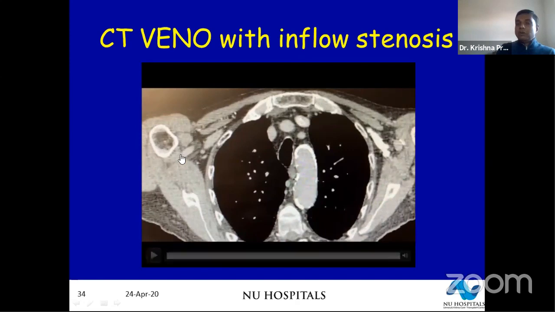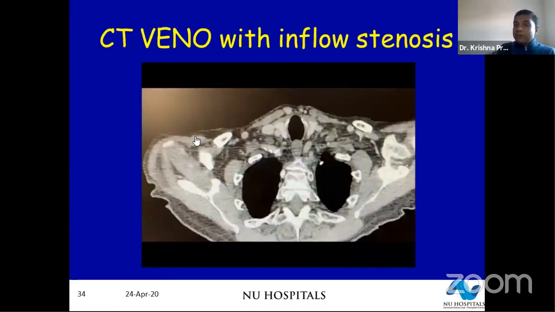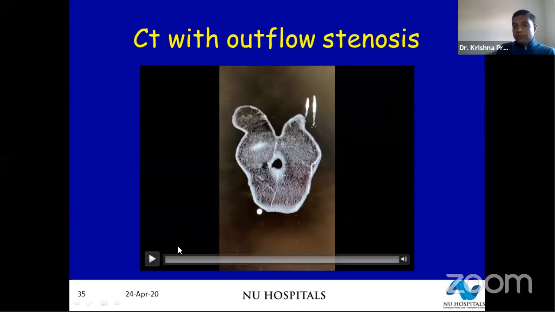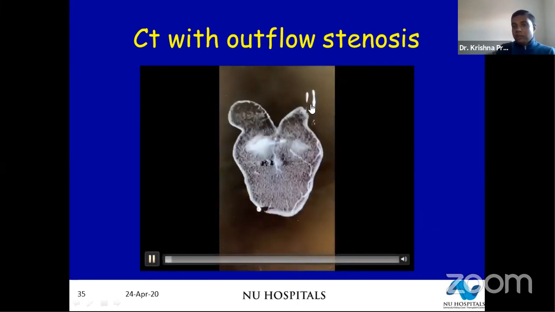So he went and got a right brachioaxillary graft and was able to use it 3 days post creation of the graft. Remember, we picked up an inflow stenosis while we were looking for an outflow stenosis. So this is an incidental finding. You could find a lot of things like this which may alter your planning in a fistula. Outflow stenosis. Look at the catheter on this side.